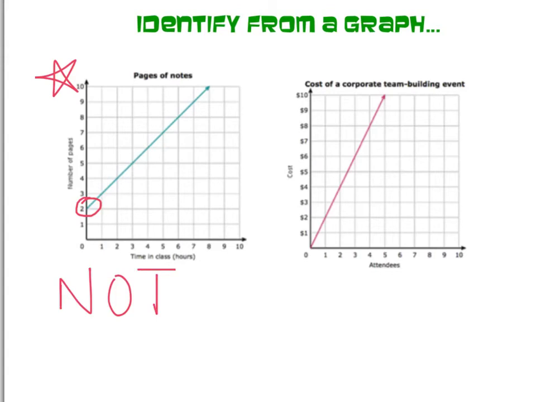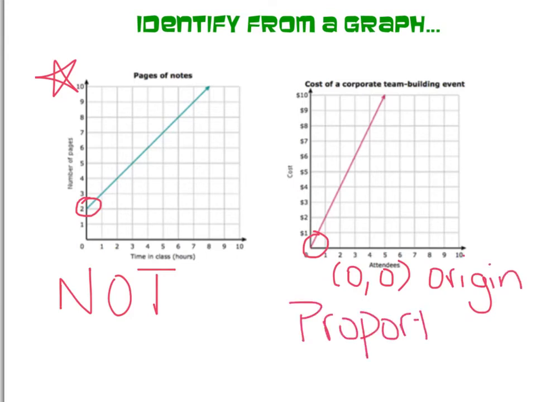On the second one, I can see it's linear right away. Here's my y-intercept. It goes through the point 0, 0, which is the origin, so it has a y-intercept of 0. So this one is proportional.